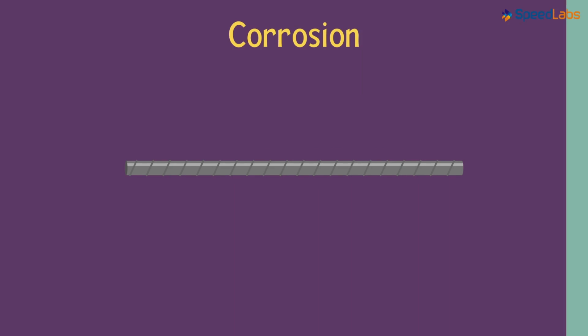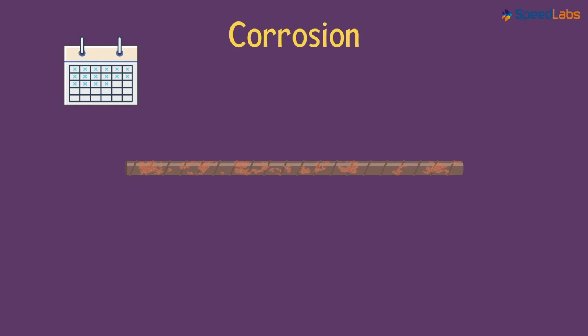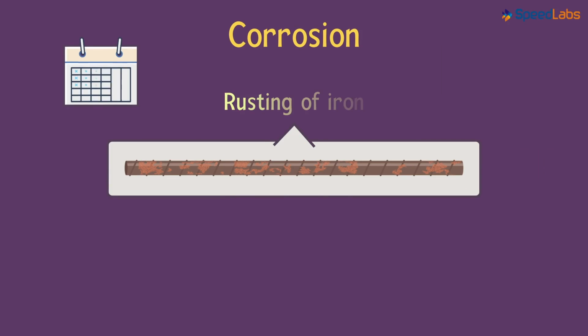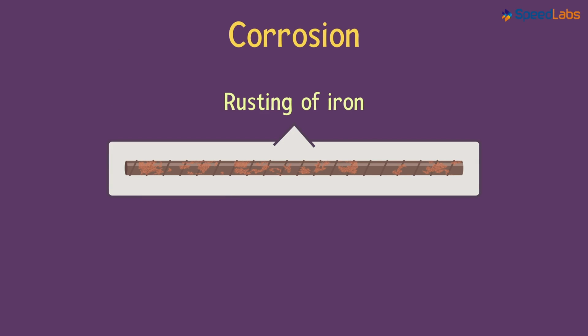You would have noticed that an iron rod which is shiny initially gets coated with reddish-brown powder when kept as is for a few months. It's called rusting of iron and is one of the most common examples of corrosion. Iron reacts with oxygen to give iron oxide. Rusting of iron is just an example of corrosion.